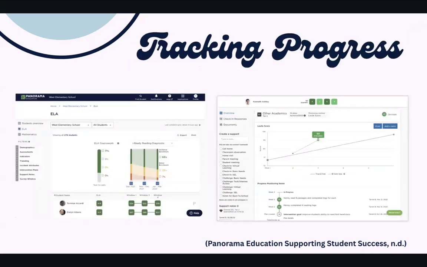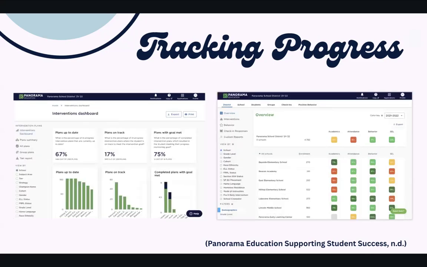These are just visuals from Panorama of the different ways of tracking progress. They have academics on the left side, and on the right side, a different form or visual of how their progress is increasing or decreasing. But you can also do SEL. And then these are more ways of tracking their progress, and you can see the little charts. On the right side, there's the overview for academics, attendance, behavior, and SEL as well.